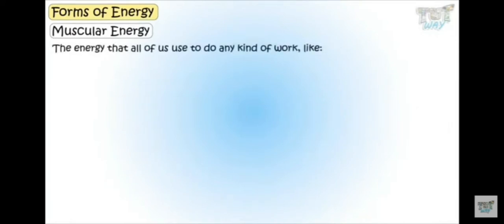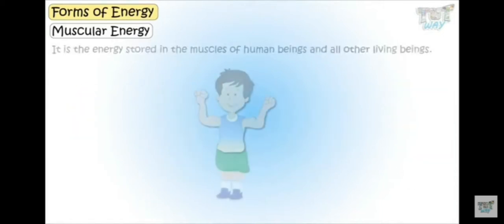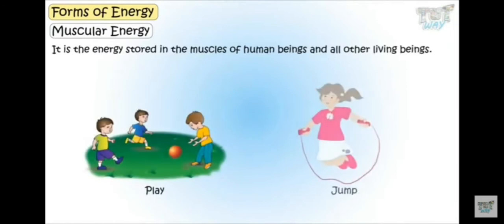So the first form of energy is muscular energy. It is the energy that is used to do any kind of work like running, walking, swimming, lifting weight. All these kinds of work need energy. And which energy? Muscular energy. And it is the energy which is stored in the muscles of a human being and all other living beings also. So this muscular energy helps us to play, to jump, to run, to swim, and any other kind of work.